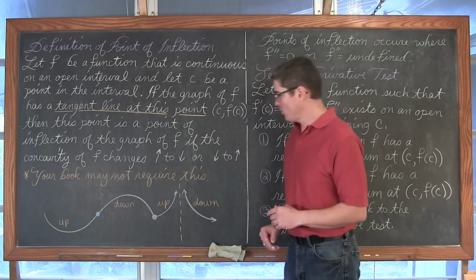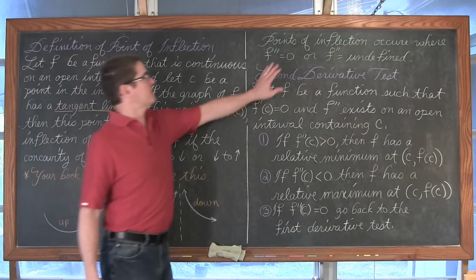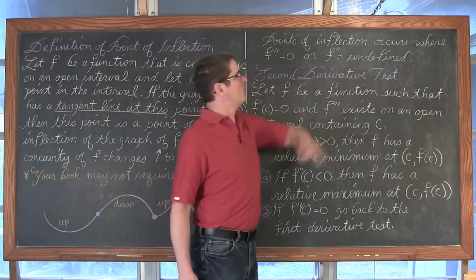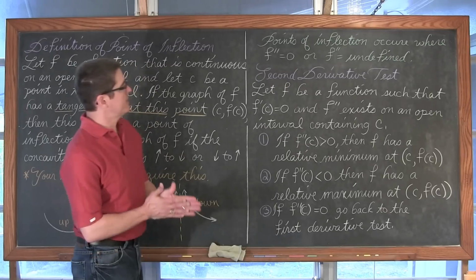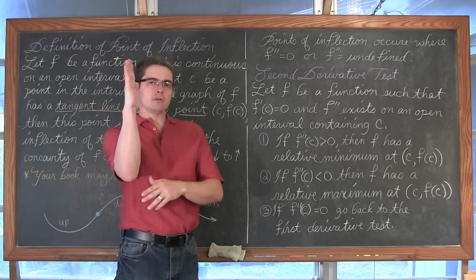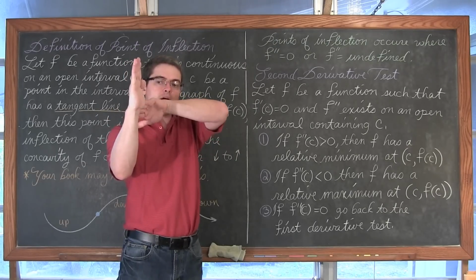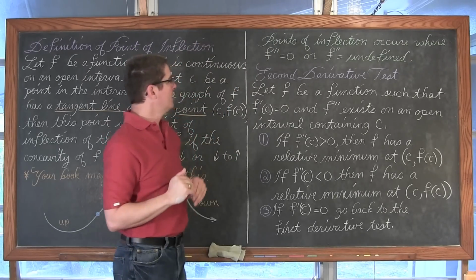Okay, points of inflection occur where f double prime, the second derivative, is equal to 0, or where the second derivative is undefined. Remember that first screen with the three pictures, we had that vertical tangent line, and we had a point of inflection there. We went from being concave up to concave down.